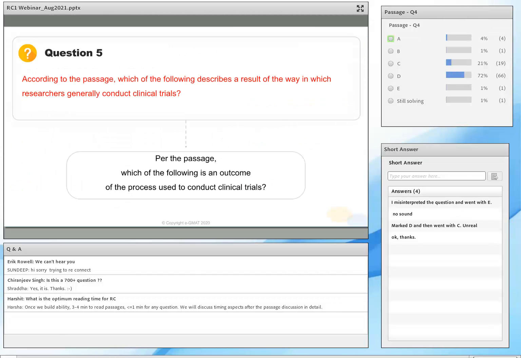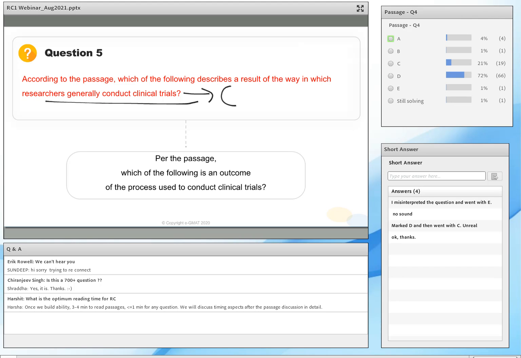All right. With this, we'll come to the last question, the most difficult of all the questions that you saw in this passage, the most confusing one. Let's take a look. According to the passage, which of the following describes a result of the way in which researchers generally conduct clinical trials? That means the author is talking about cause and effect. What is the cause? The cause is mentioned here. The current clinical trials, the way they are done, what is the effect of that?